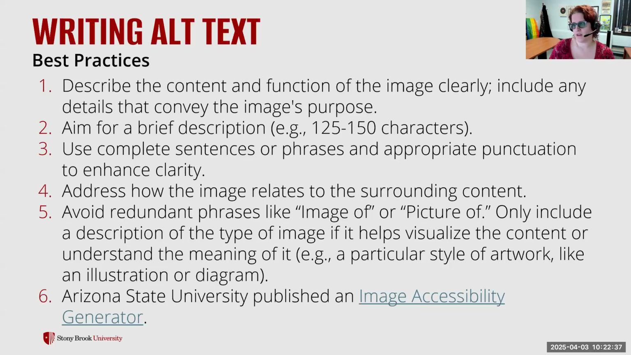You want to address how the image relates to the surrounding content. So you don't have to repeat everything that's in the instructions of your main content in alt text. You're giving the purpose of the image to complement the rest of your writing. You want to avoid redundant phrases like image of or picture of, and only include a description of the text or image if it helps visualize your content. The only time you would include a description of the image would be if you have a particular style of artwork or an illustration or a graphic.